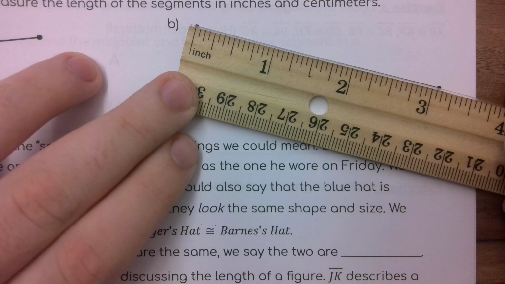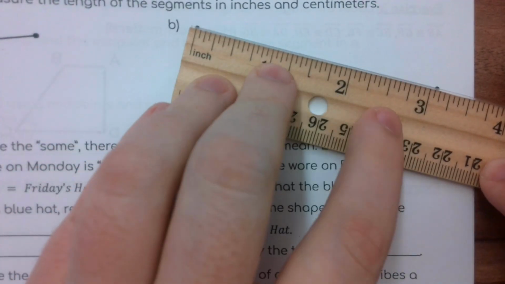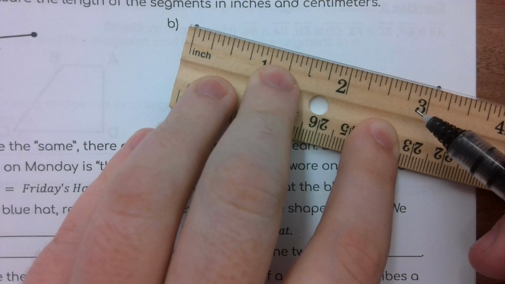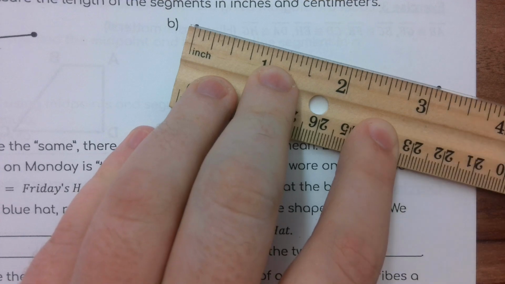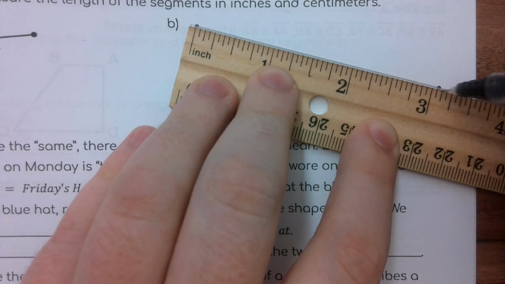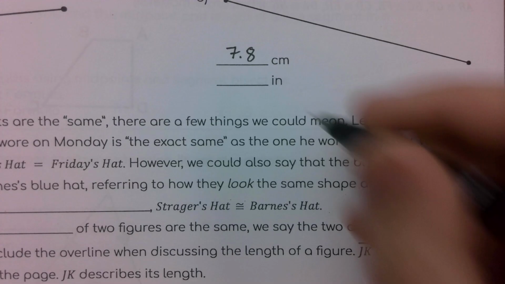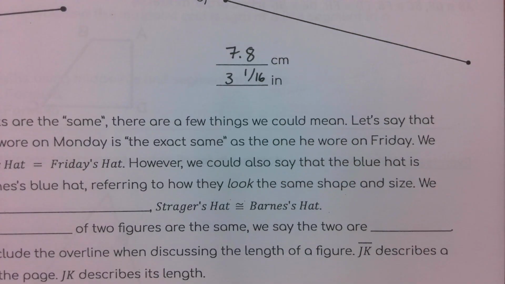Let's see if we can do it in inches now. Now in inches, it's a bit weird. It's past 3 inches, but it's on the first little tick mark here. Recall that these tiniest marks are 1/16 of an inch. So this is 3 and 1/16 inches. Very nice.